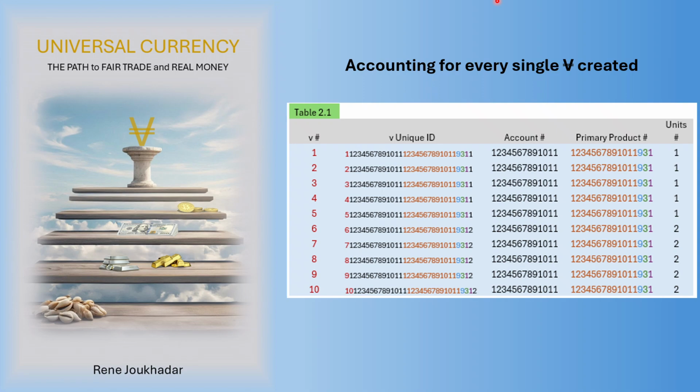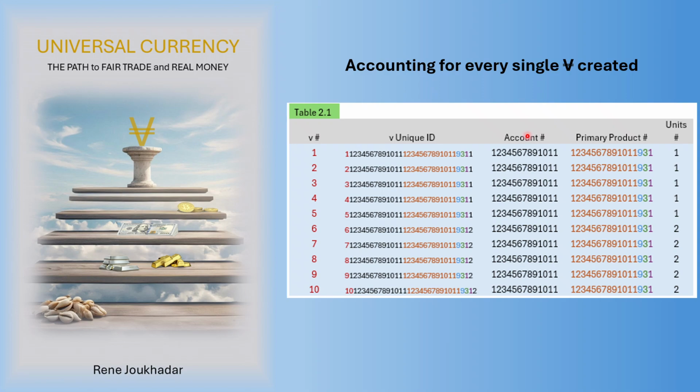For example, if the account number here is 1, 2, 3, 4, 5, 6, 7, 8, 9, 10, 11, and if the primary product number that caused the creation of those V's is 1, 2, 3, 4, 5, 6, 7, 8, 9, 10, 11, and then the specifier is 931. Now the unit here could be different for different products, but let's say the unit here is 1 kilogram of apples, and if 1 kilogram of apple is worth 0.5 V or 5 small V's, so you can see here 1, 2, 3, 4, 5 for the first unit, and then 1, 2, 3, 4, 5 for the second unit.